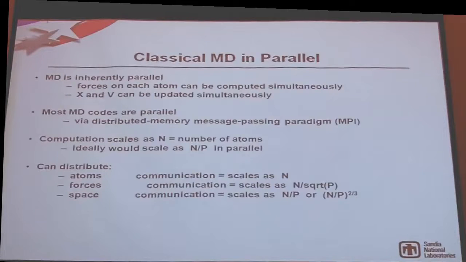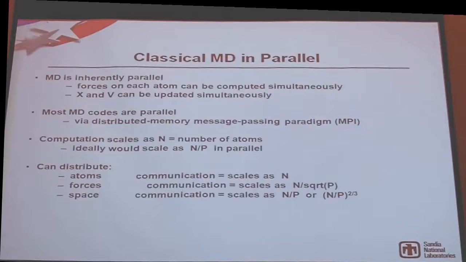So how do we parallelize molecular dynamics simulation? MD, as you think about it, you quickly realize that it's inherently parallel, and we can compute all of the forces on each of the atoms in the simulation. We can compute simultaneously, and the positions and velocities can be updated simultaneously as well. Therefore, most molecular dynamics codes today are parallel, and they typically use something like MPI and a distributed memory. That's the types of clusters that most of the codes have been built for.